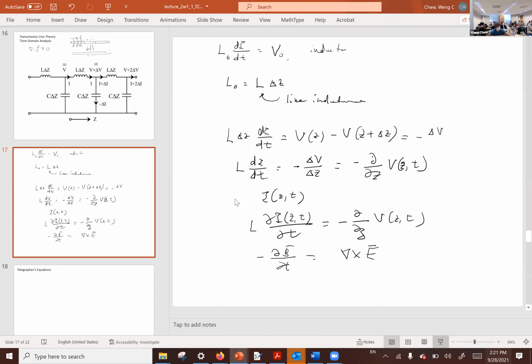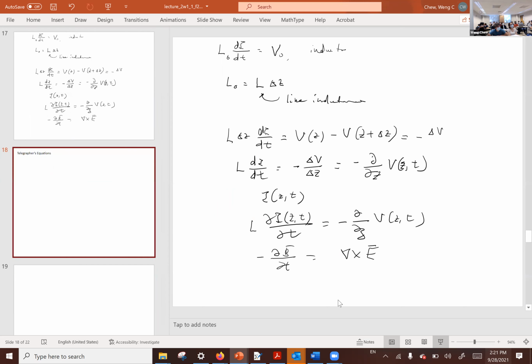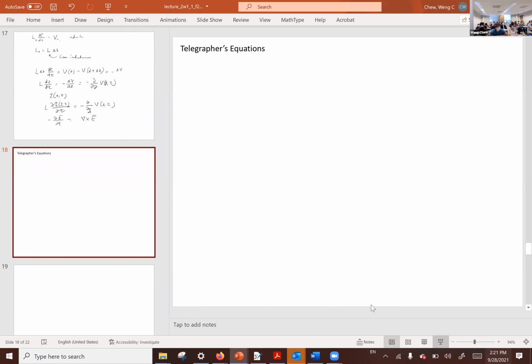You can do that by writing out the other equation. Okay, I won't go through the circuit theory to do that. If you do that, then you would have, let me see, what would you have? Okay, so we get one equation already from circuit theory.